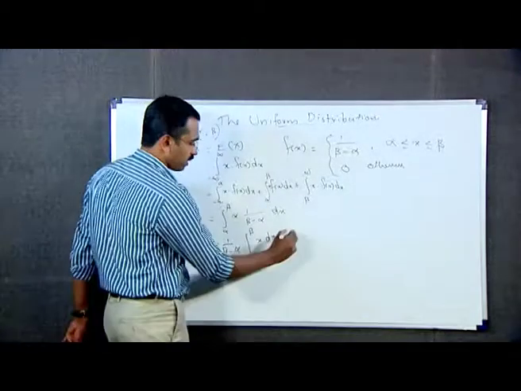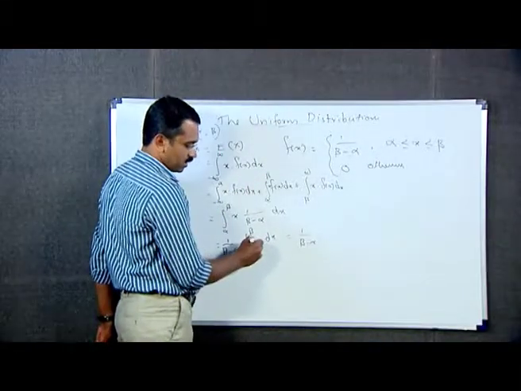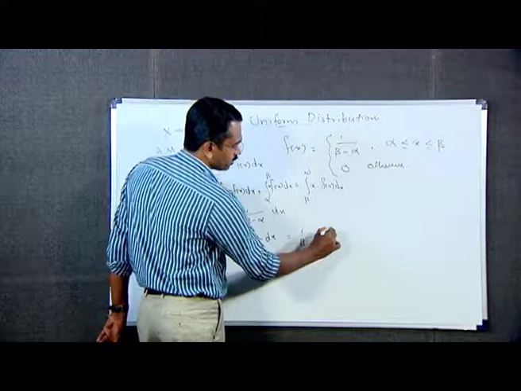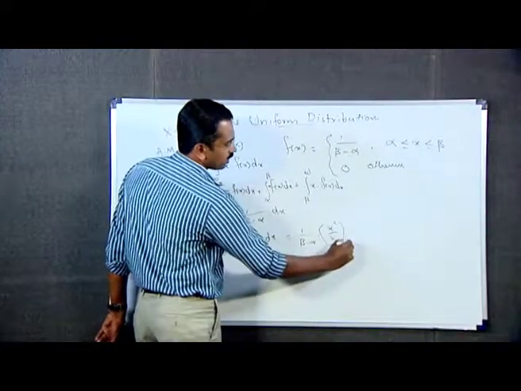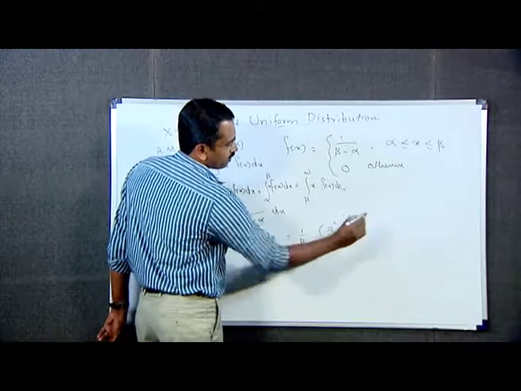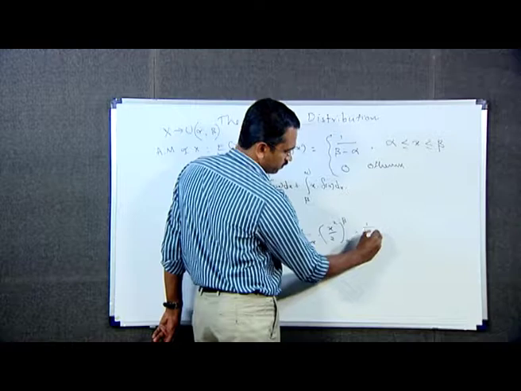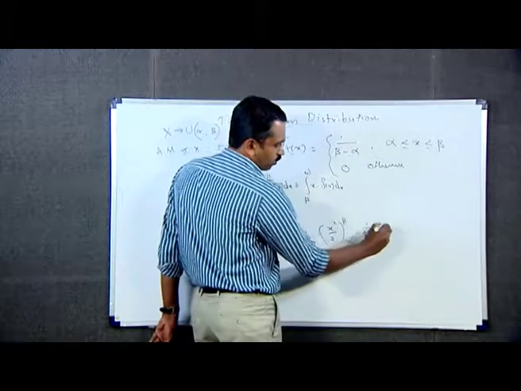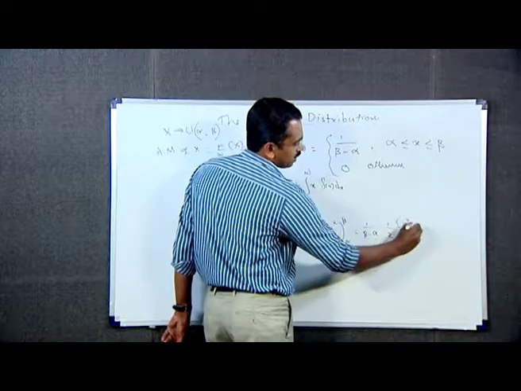That is 1 by beta minus alpha into, here integral x dx is x square divided by 2 between the limits alpha and beta, which is equal to 1 by beta minus alpha into 1 by 2 into beta square minus alpha square.